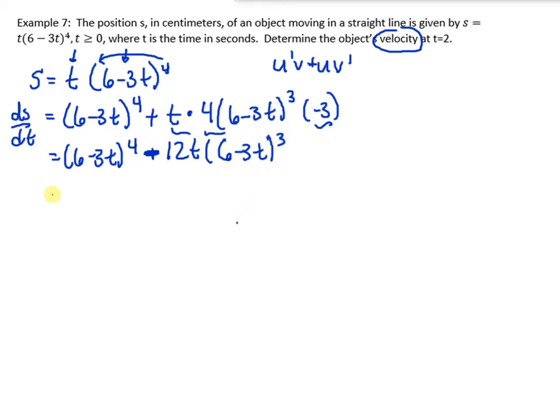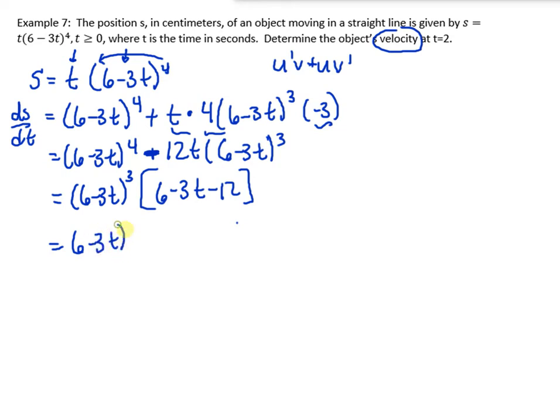Okay, if you want to see this factored out, we can factor out 6 minus 3t. What's smaller, 4 or 3? Well, 3 is smaller. Okay, and then in the brackets, we're going to have 6 minus 3t minus 12, and that's it. Okay, so that's going to be fully simplified. 6 minus 12 is just negative 6. And there's your derivative.